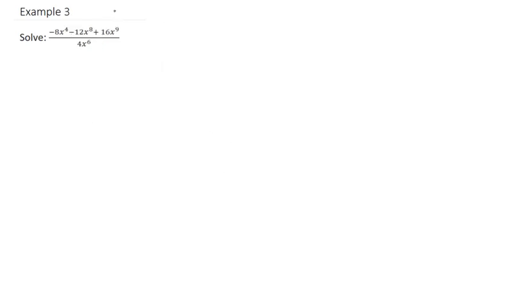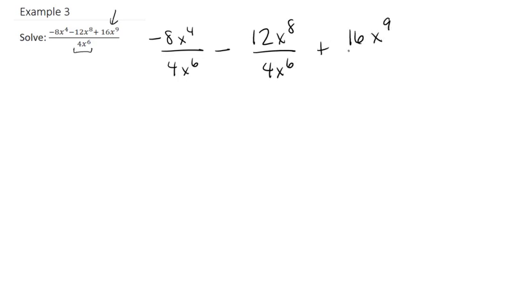Here we have a polynomial on the top, and we're going to need to divide it by this monomial on the bottom. So let's go ahead and deconstruct it. So we have 8x to the fourth divided by 4x to the sixth. Now we can break it apart because we have the same denominator on each term. So it's okay to do this. So we have minus 12x to the 8th divided by 4x to the 6th plus 16x to the 9th, and then we have 4x to the 6th.